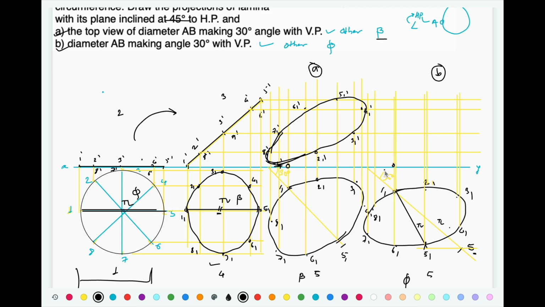Okay, so this is 1 1 dash, 2 1 dash, 3 1 dash, 4 1 dash, 5 1 dash, 6 1 dash, 7 1 dash, 8 1 dash, and connect those points and complete the view. So this is going to be the final solution. I hope you understood it well.